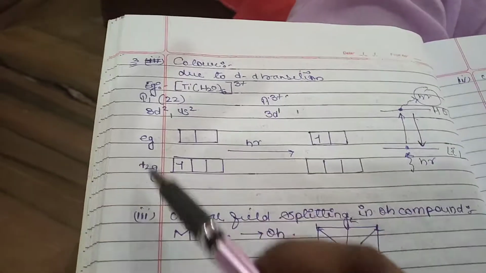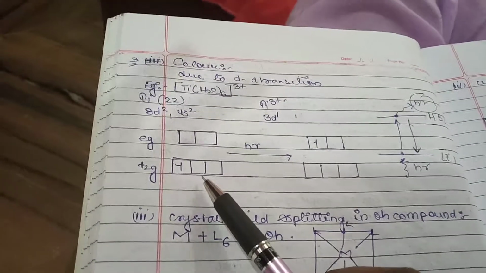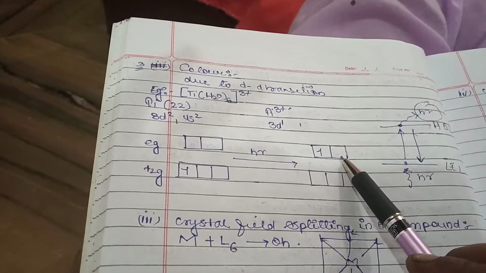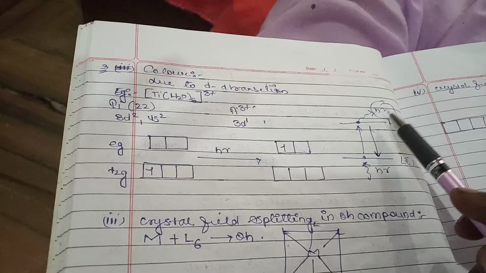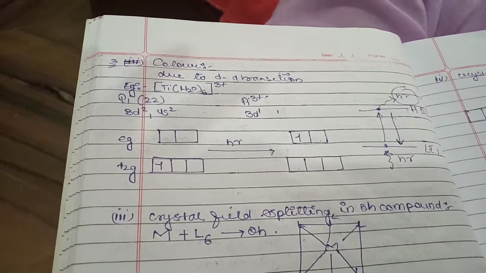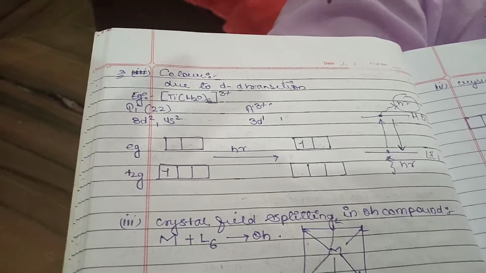As this one electron, which lies in the t2g orbital, absorbs energy, it gets excited and moves towards a higher energy level. And when it comes back to the lower energy level, it releases energy, and as this energy lies in the visible spectrum region, it does impart color.